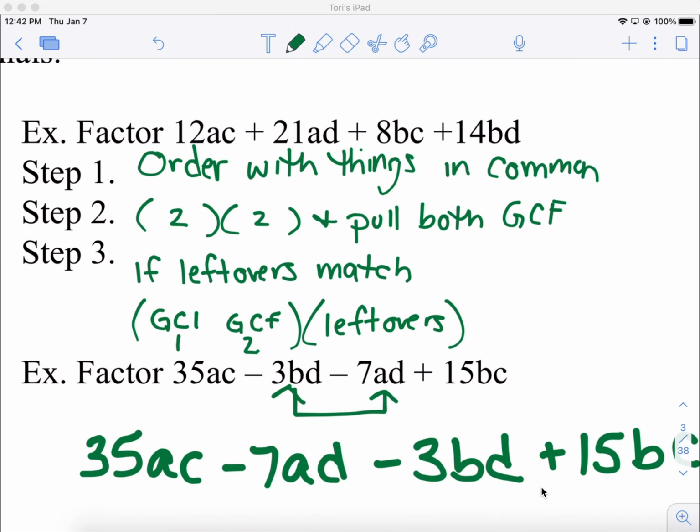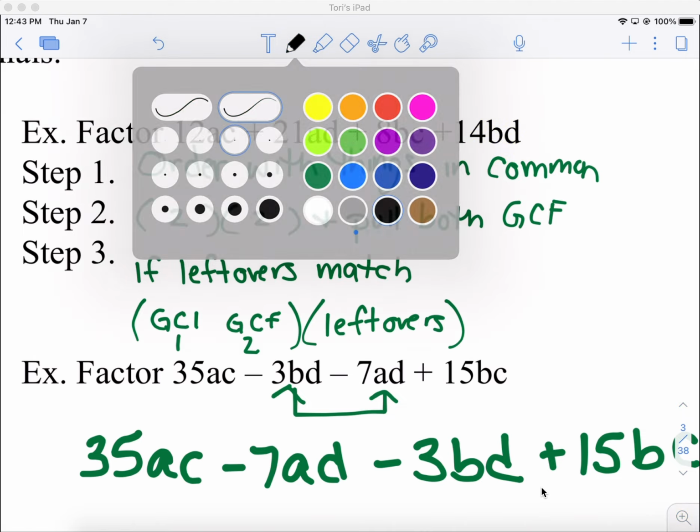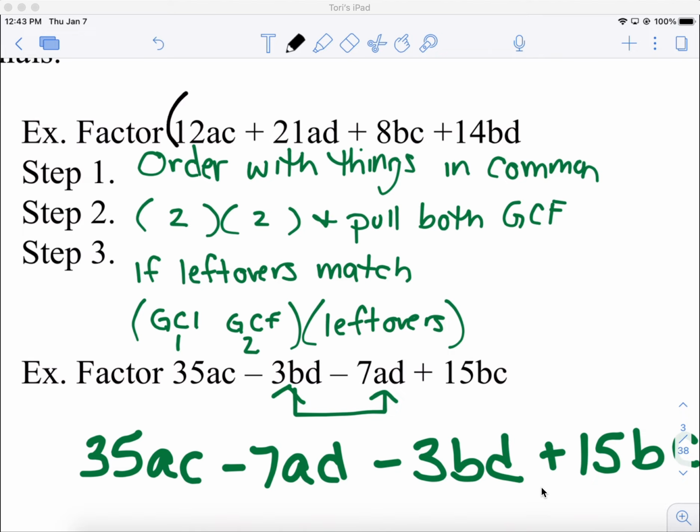What you're going to do is start by making sure that it's ordered in a way that they have pieces in common for the first 2 and pieces in common for the second 2. So my first 2 are both divisible by 3 and they both have an A. My second 2 are both even numbers and they both have a B. So when we do that, we're going to group them by putting parentheses around the first 2, and parentheses around the second 2. Notice I am trapping that plus sign in there with the 8.